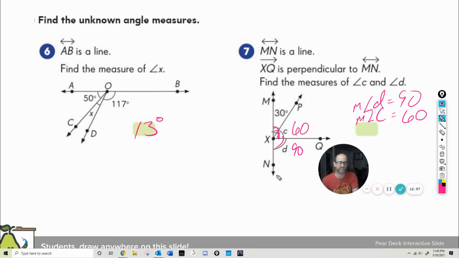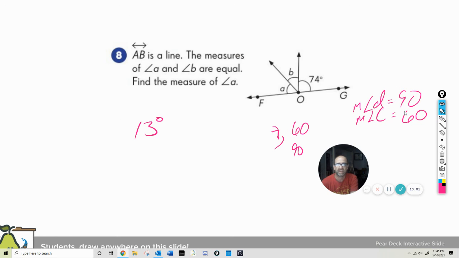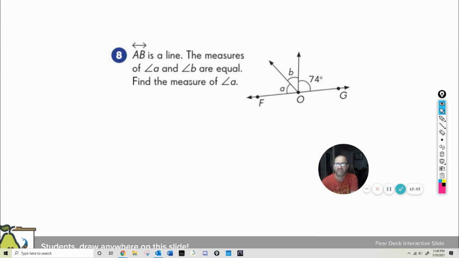Hey, one more problem. Right on. AB is a line. The measures of A and B are equal. Find the measure of A. 5 seconds. 4 seconds. 3 seconds. 2 seconds. 1. Okay. You do 180 minus 74 to find this whole thing, which is 106. Half of that, because A and B are equal, is 53 degrees.